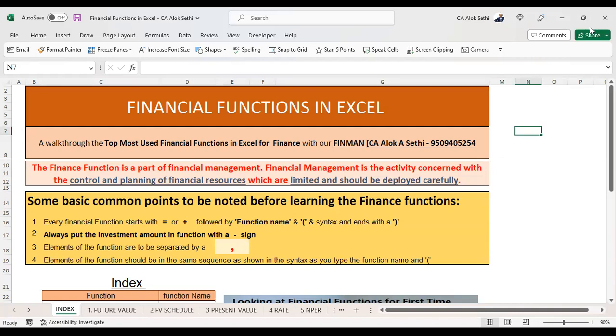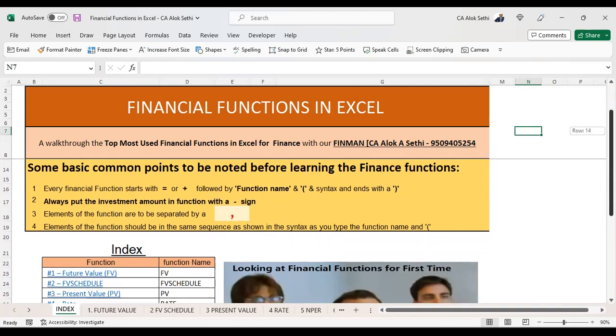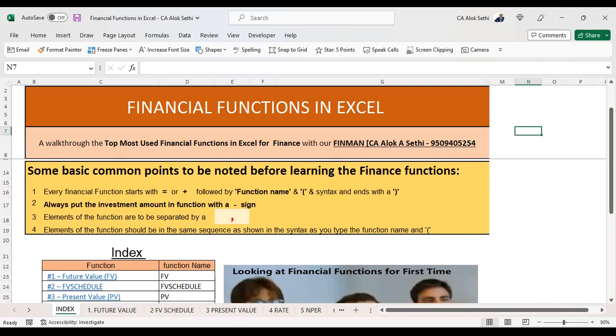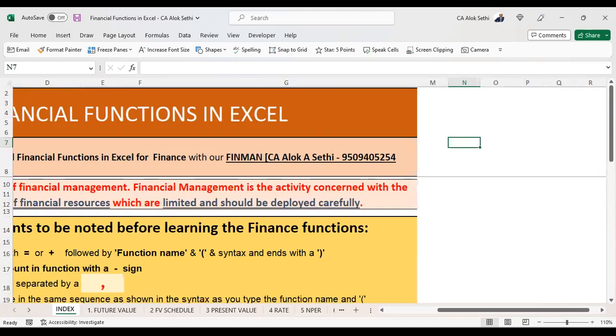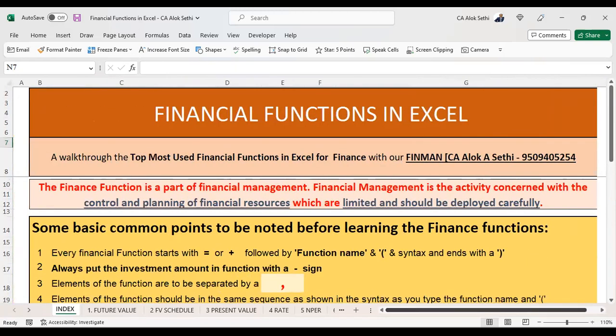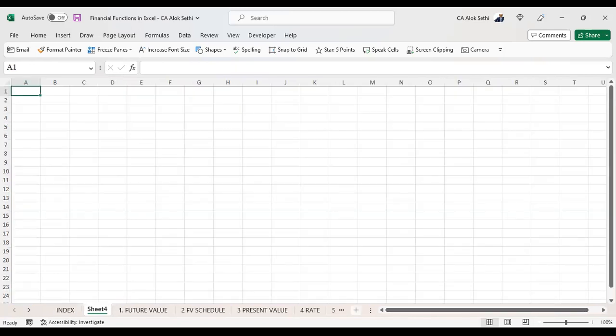Okay, so before we start, some basic common points to be noted before learning the financial functions. Okay, number one, every financial function, or for that matter, every function starts with an equal to sign or a plus sign, followed by the function name and a syntax, and ends with the syntax. So this is basically a normal function in Excel. Whenever you use Excel and you put any formula or function in Excel, you have to always use an equal to sign or a plus sign. So just to demonstrate, suppose I have different numbers in Excel and I want to take a total. So how do I do it?